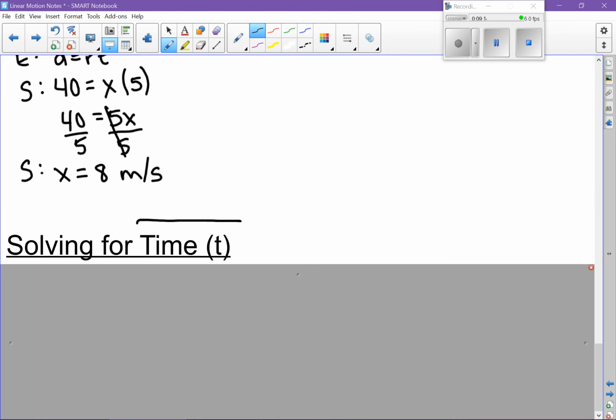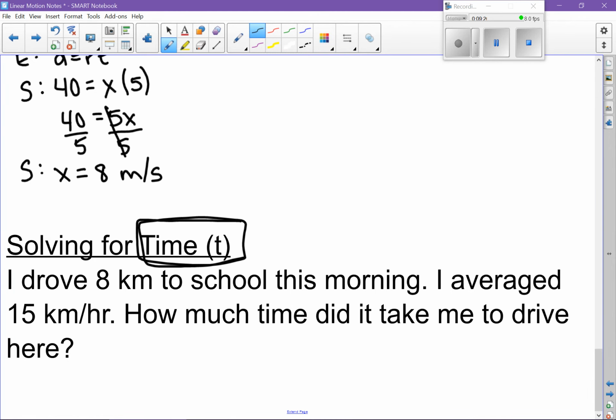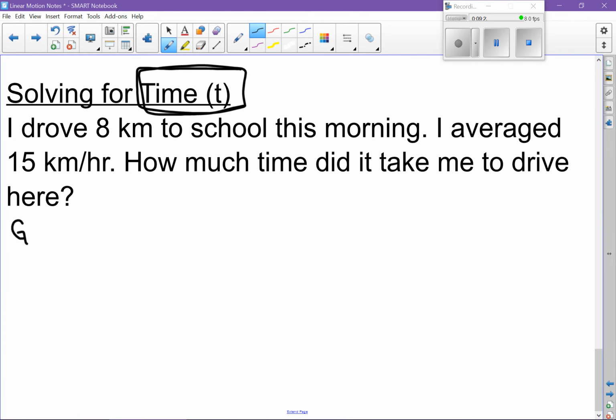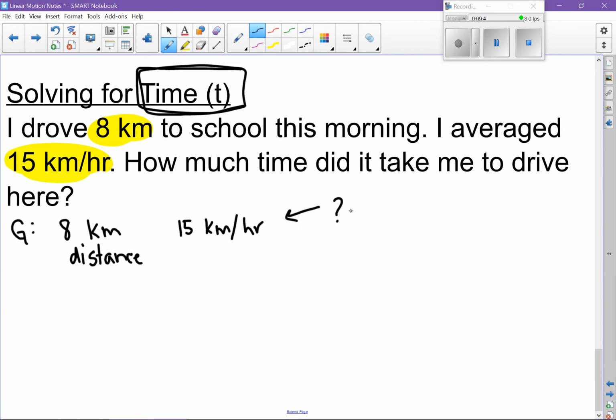Let's now try to solve for time. Let's see if that T piece was unknown. So again, I wouldn't write down the whole question, let's just guess this. So to look for my givens, I want to highlight the numbers. Here's one, here's one. That's all I care about. So let's think about those numbers. 8 km means 8 kilometers. That measures distance, how far you drove. The other one is 15 kilometers per hour. So this number right here, it's something over something. That number represents a rate. Okay? The unknown that they didn't give me was time, which is the T.